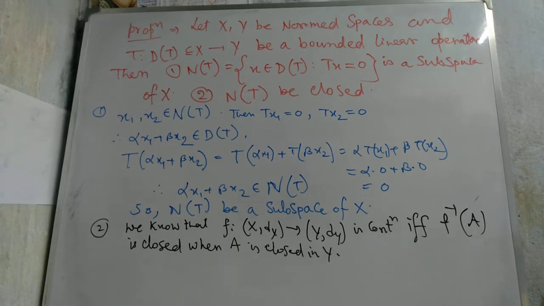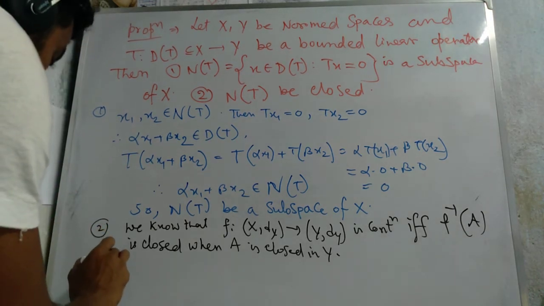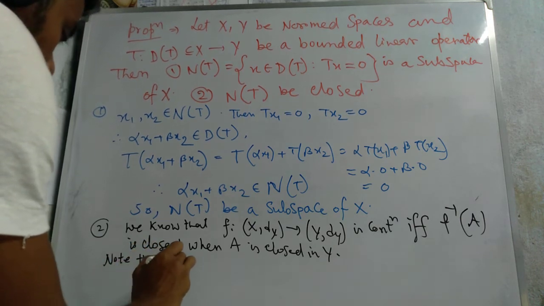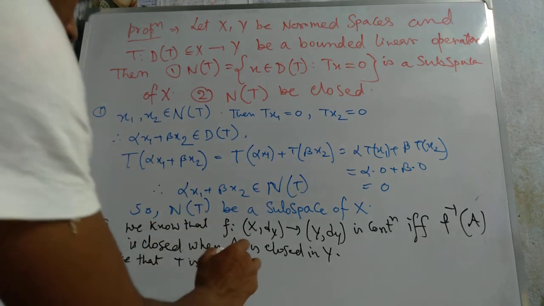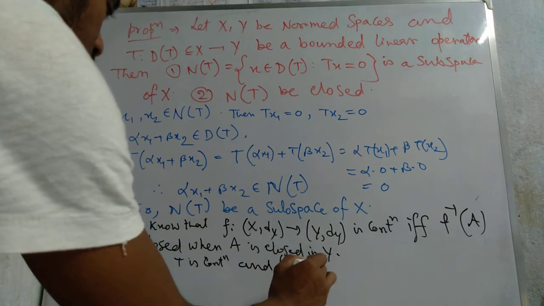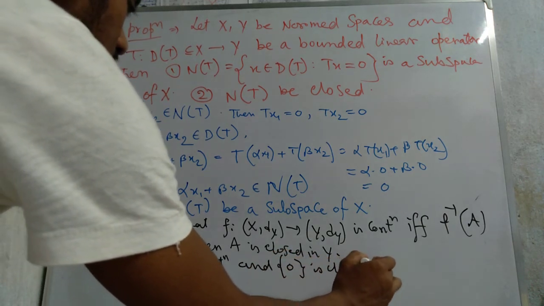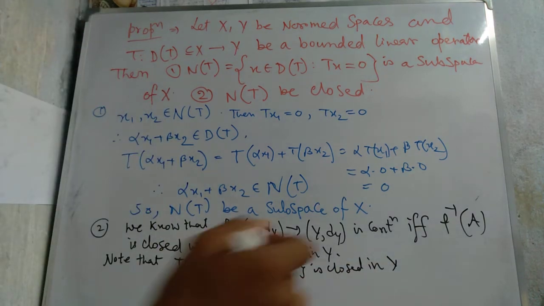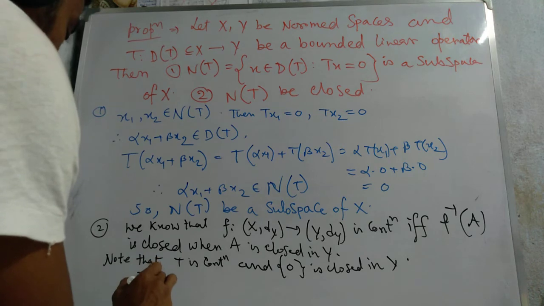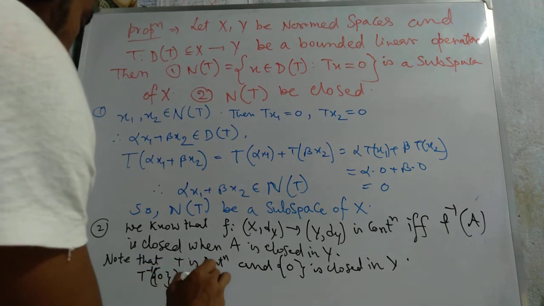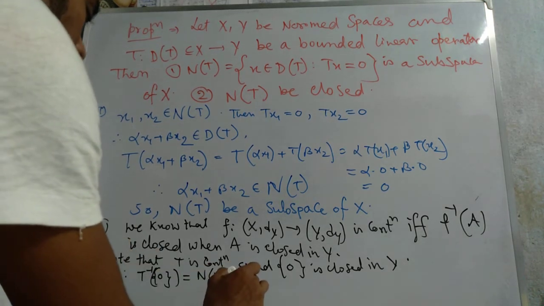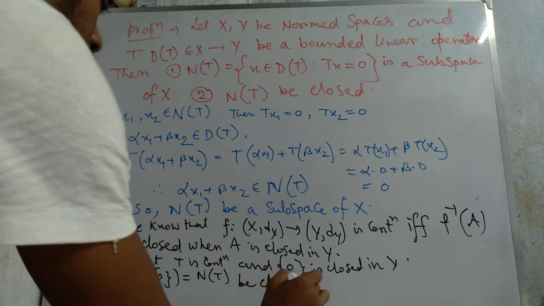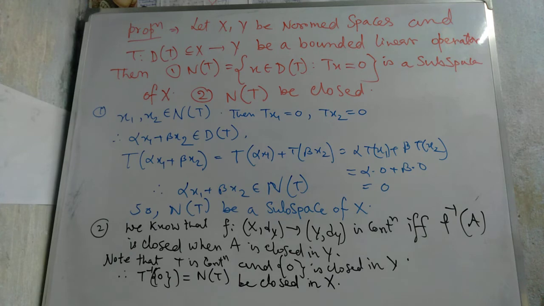Note that T is continuous, and this singleton {0} is closed in Y. Then T inverse of singleton {0}, which equals N(T), is closed in X. Too easily we discuss this one.